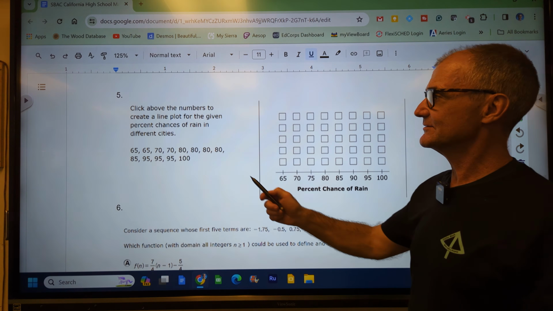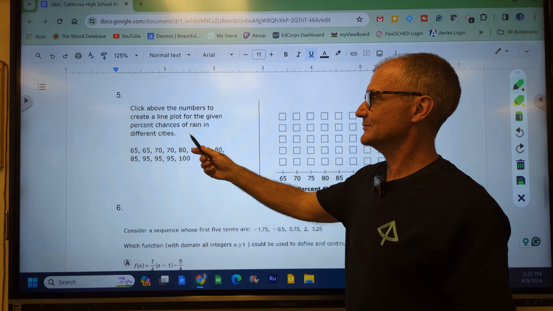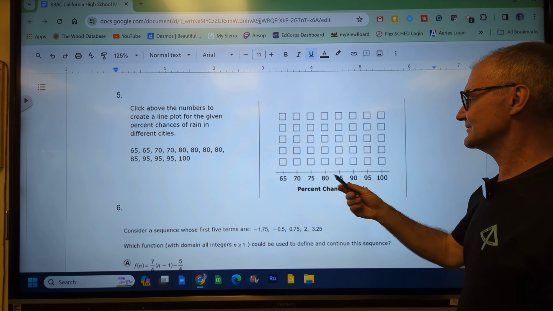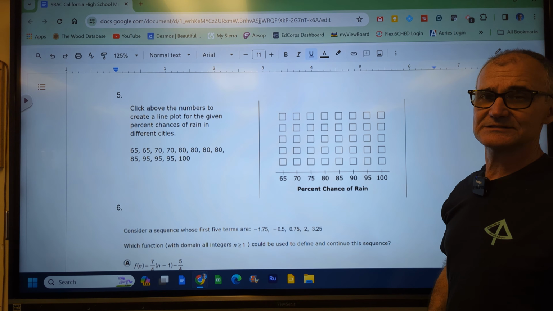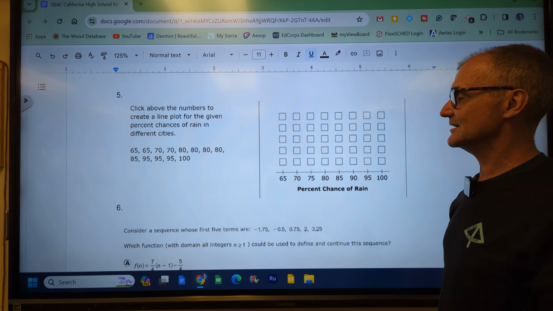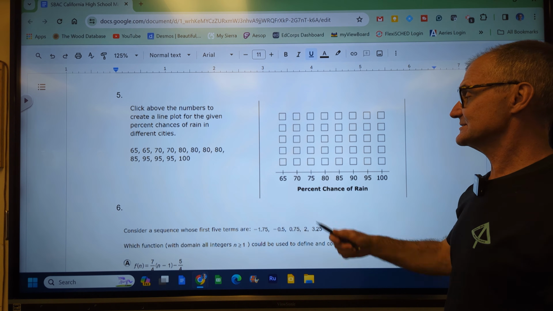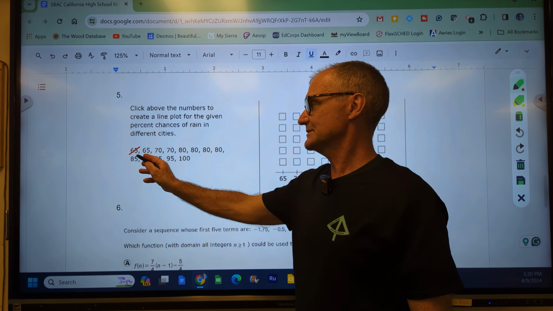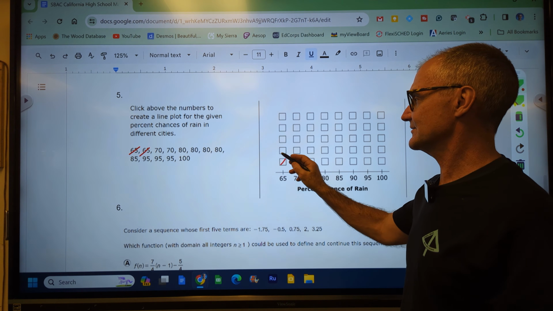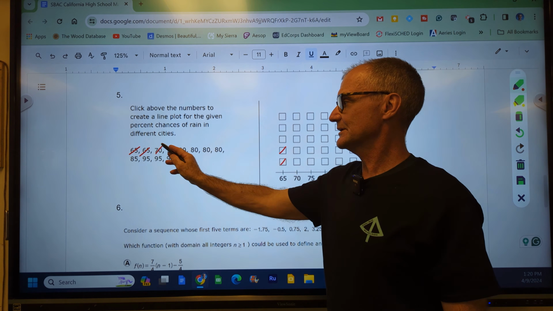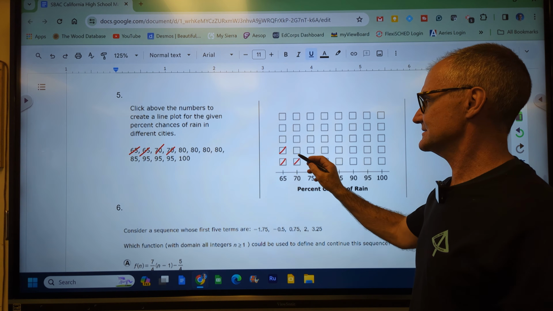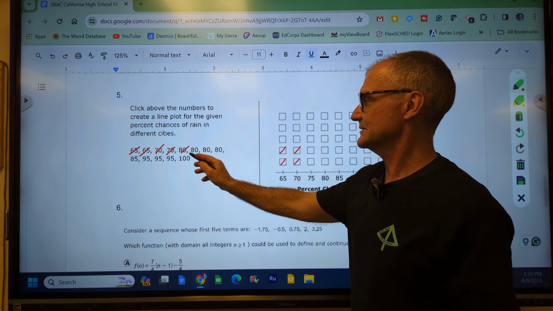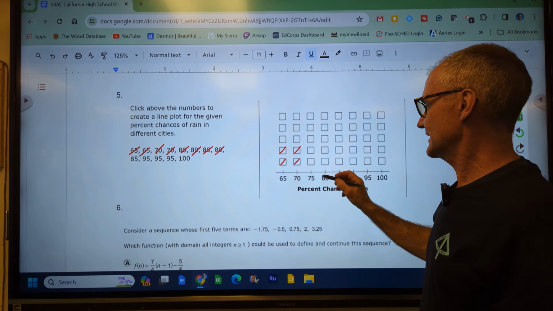Problem number 5, click the numbers to create a line plot for the given percent. So it lists all these values. I have the values here. This is really just seeing if you know what a histogram or a frequency distribution is. All you're doing here is counting. 1, 2, there are 2 65s. 1, 2, 70s. No 75s. 1, 2, 3, 4, 80s.